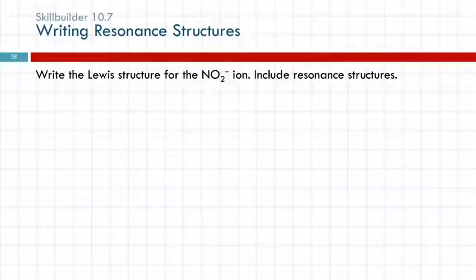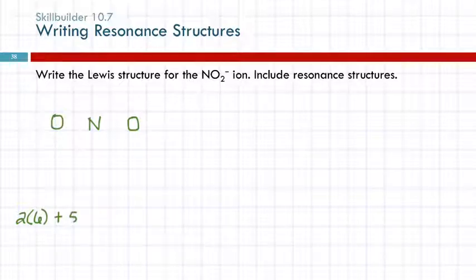So let's write the Lewis structure for NO2 minus, the nitrite ion, and include the resonance structures. So we're going to start out just making a skeleton here. Again, usually it's going to be symmetrical. Here we've got 1 nitrogen and 2 oxygens, so we're going to attach the oxygens to the nitrogen. And then we figure out how many electrons. Well, there's 2 oxygens, they each have 6. And there's 1 nitrogen with 5. The -1 charge says we add 1 electron. So again, we're going to get 18 valence electrons.